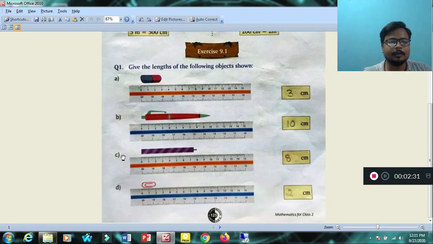Now come to question number C. This is a given object. The length of the given object starts from 0 centimeter and ends in 8 centimeter. So the length of this object is 8 centimeter. Now come to question number D. As you can see, this is a pin, and the length of the pin starts from 0 and ends in 2. So the length of the pin is 2 centimeter.